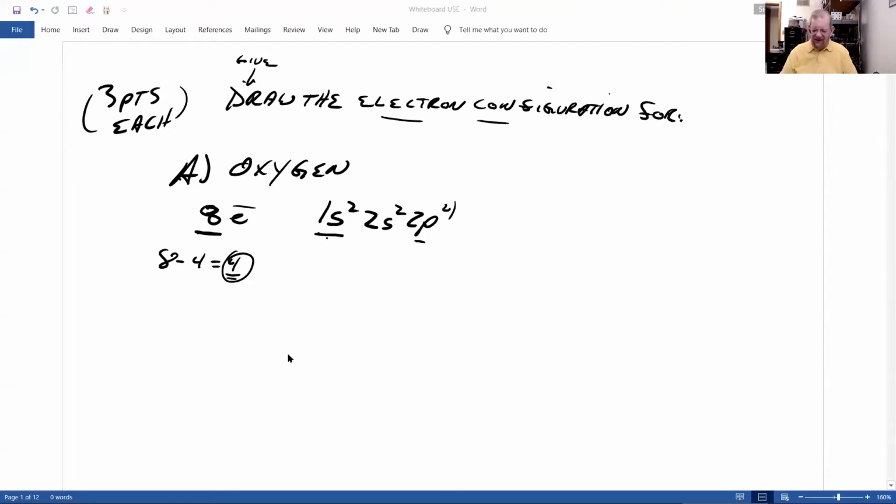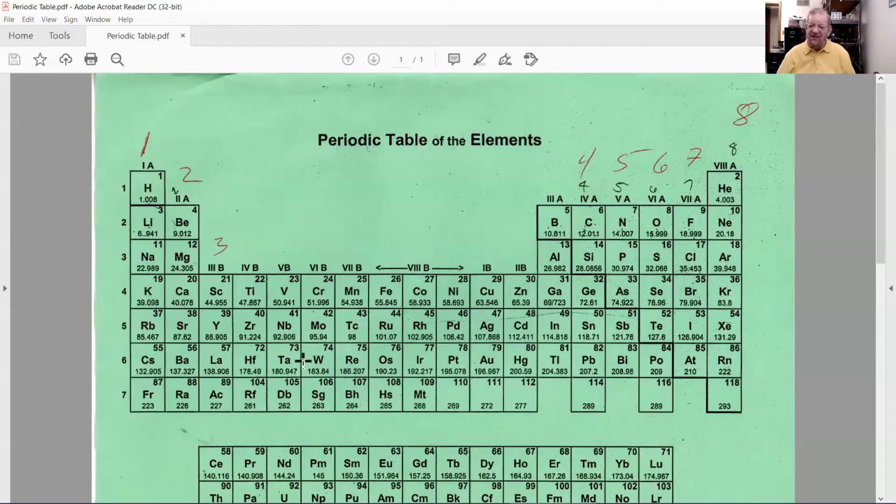And since Dr. White likes to share the fun, why don't you try this one? Draw the electron configuration for sodium. Let's go to the periodic table first. How many electrons does sodium have? What's the chemical symbol? Na. Remember, it's an alkali metal, and it's right here.